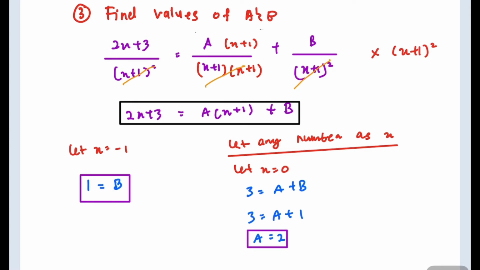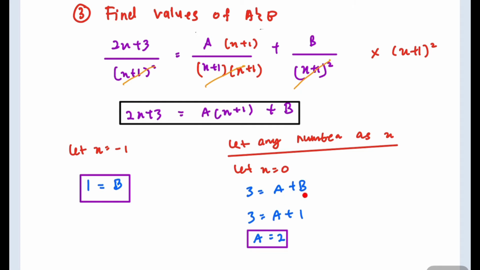However, we don't have any more factor here, so we cannot straight away eliminate our factor. So what should we do? We just let any number be our x, okay? No need to choose any difficult number. We just use a simple one. So let x equal to 0. This is very easy. When x is equal to 0, your left hand side is 3, and your right hand side is just A plus B.